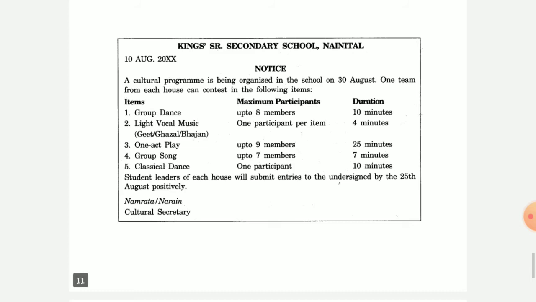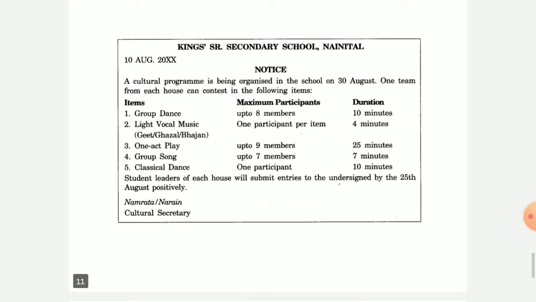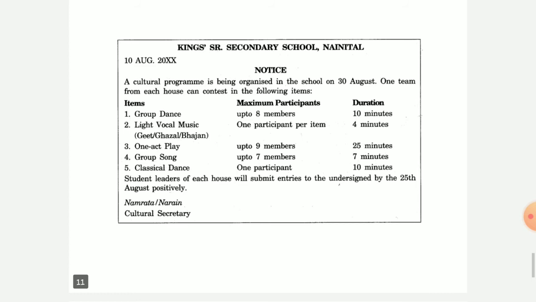Or if you want to make columns, then obviously in column A there will be items, in column B there will be maximum participants, and in column C there will be duration. So group dance, maximum participants up to 8 members, duration is 10 minutes. Light vocal music, in that it can be either geet, ghazal, or bhajan. Here 1 participant per team.